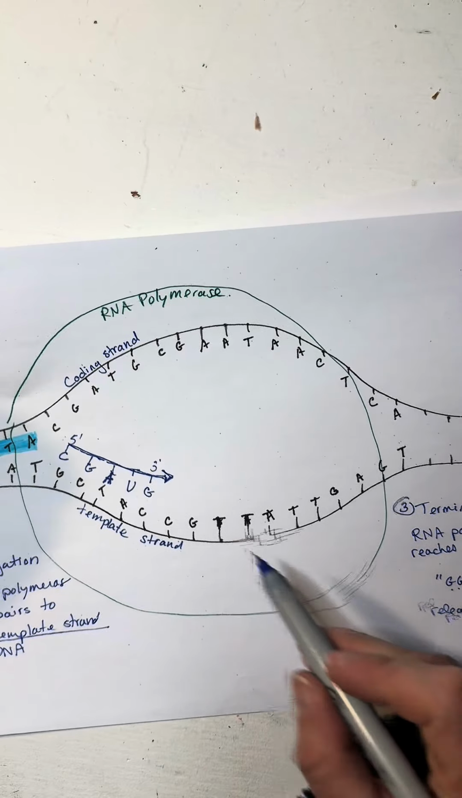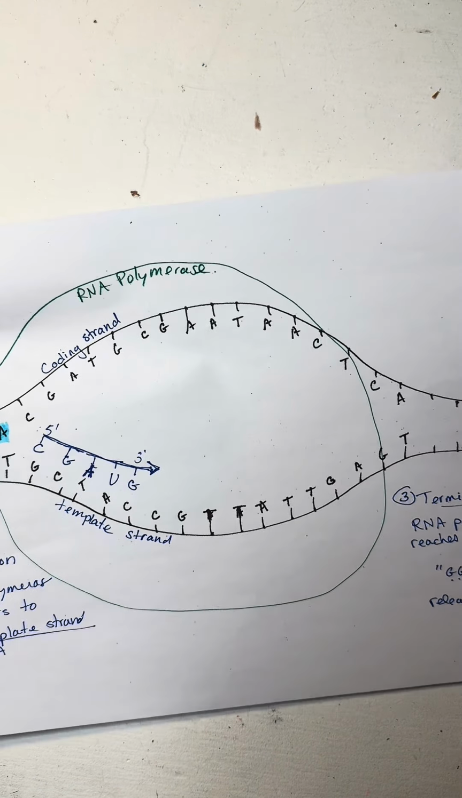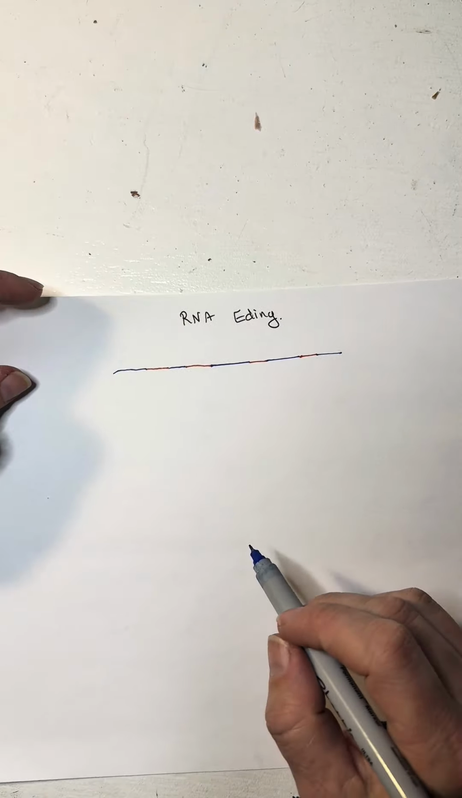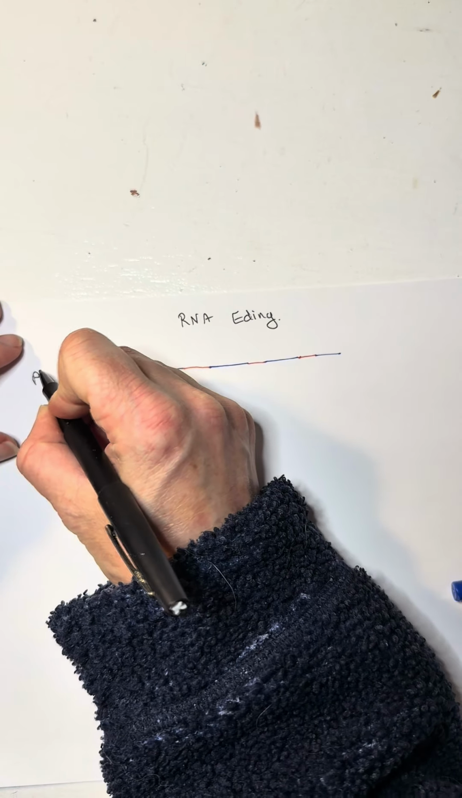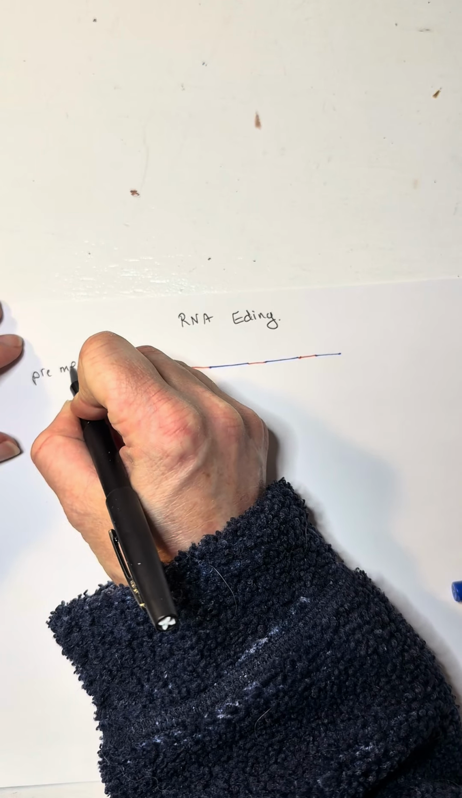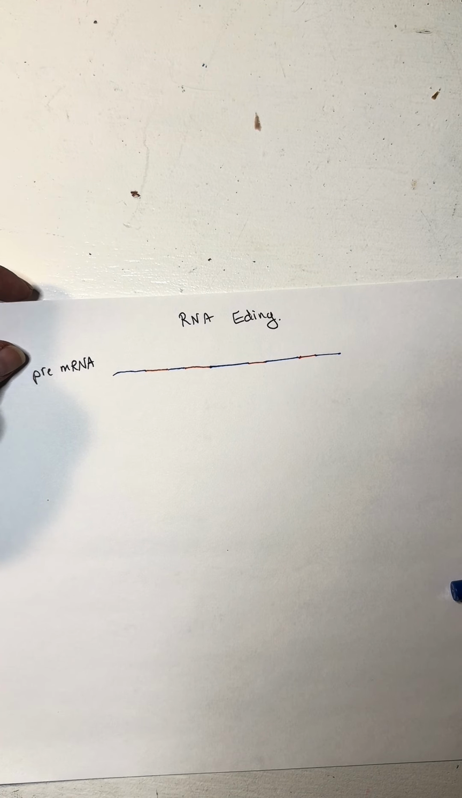So once our RNA polymerase has reached the termination sequence and has let go of the RNA and the DNA, there's one step left to go in eukaryotic transcription, and that is RNA editing. In the image here, I have blue and red DNA. So this is going to be called our pre-mRNA. And so this is not ready to leave the nucleus yet. It's not done. It needs to be edited.